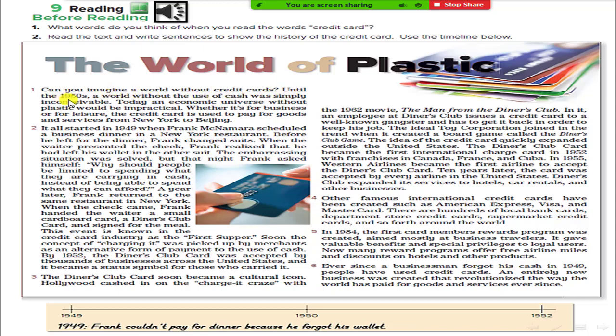Until the 1950, a world without the use of cash was simply inconceivable. Inconceivable. Yes. Today, an economic universe without plastic would be impractical. Whether it's for business or for leisure. Leisure means pastime or free time. And the word inconceivable means impossible, or incredible.